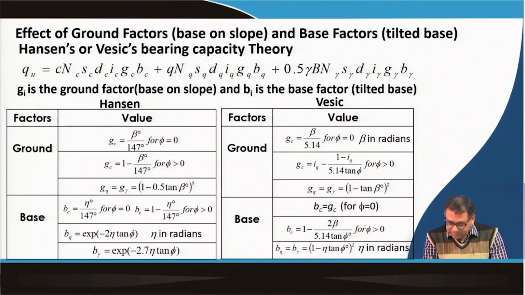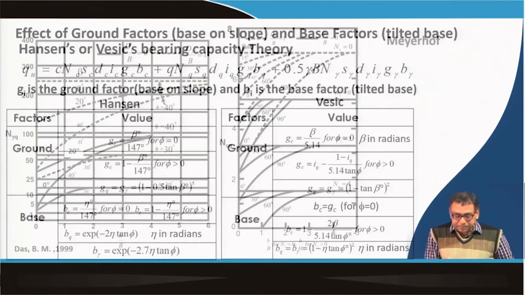Similarly, as per Vesic, this is the table by which we can determine the ground factors and the base factors. Remember that all these beta and eta are in radians in these equations. That means actually they are given in degrees, so when you put them in these equations, you have to convert them to radians, by which we can determine all these factors as suggested by Hansen and Vesic.